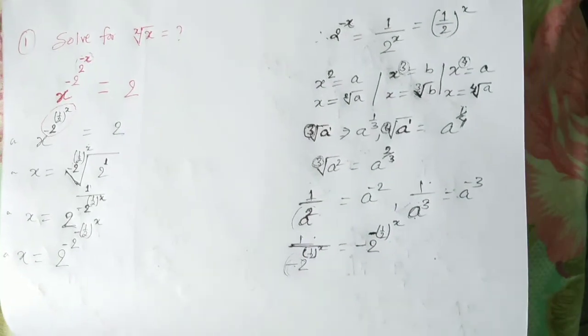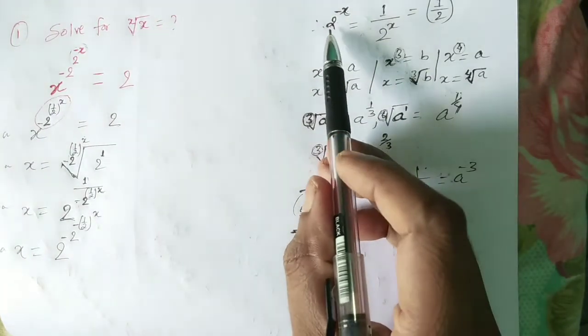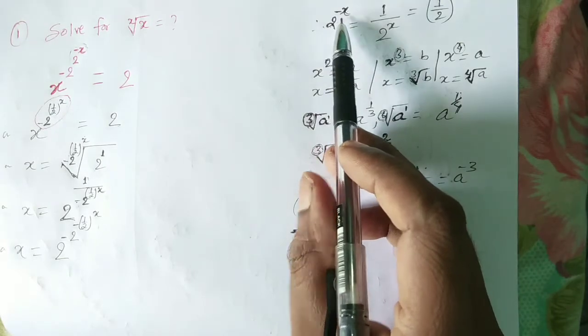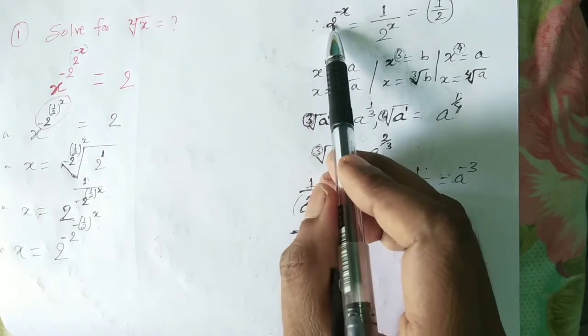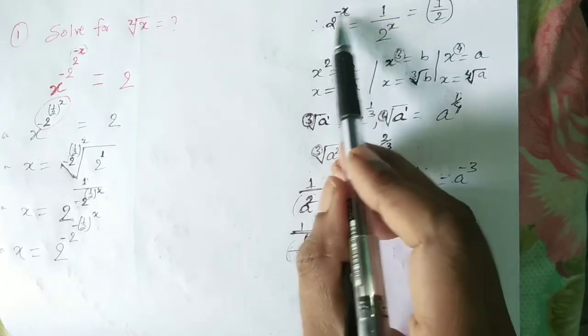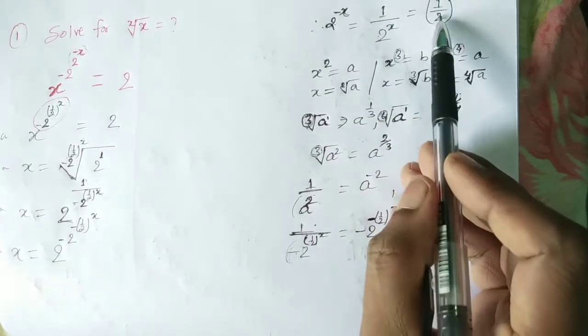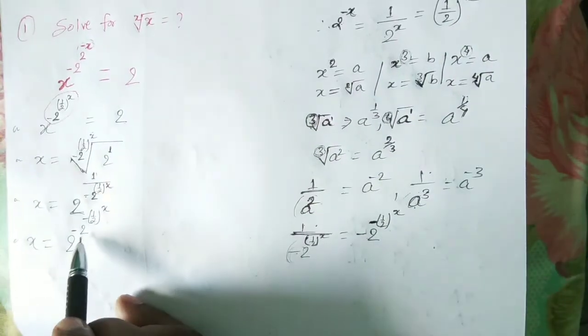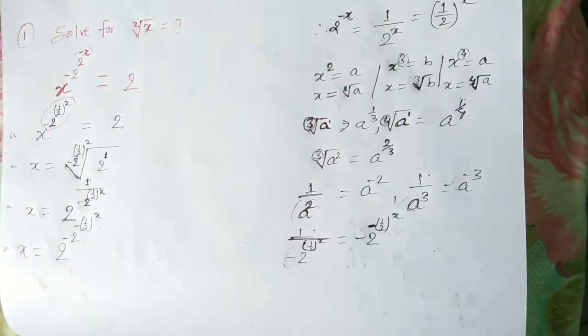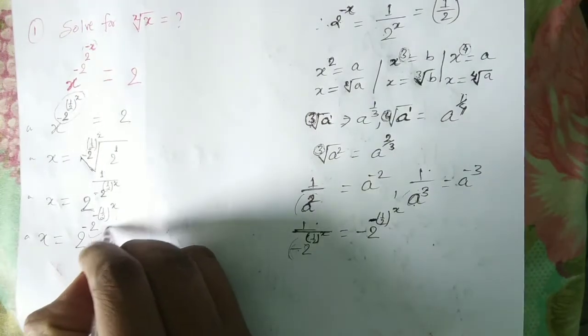Now I have already told you that if there is a negative power, suppose 2 has a negative power x here, this can be written as 1 by 2 power x, or this can also be written as 1 by 2 whole power x. In the same way, we have here, you can take this much.